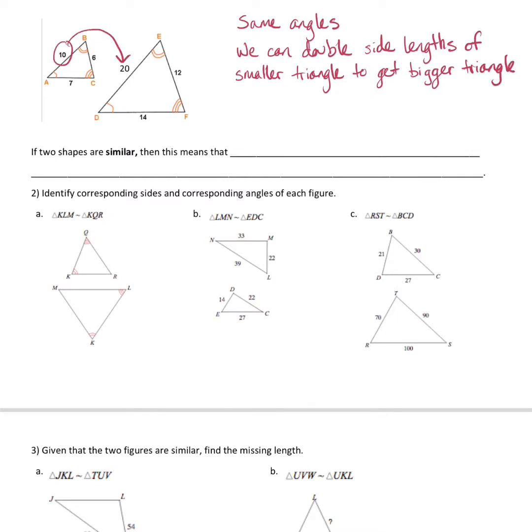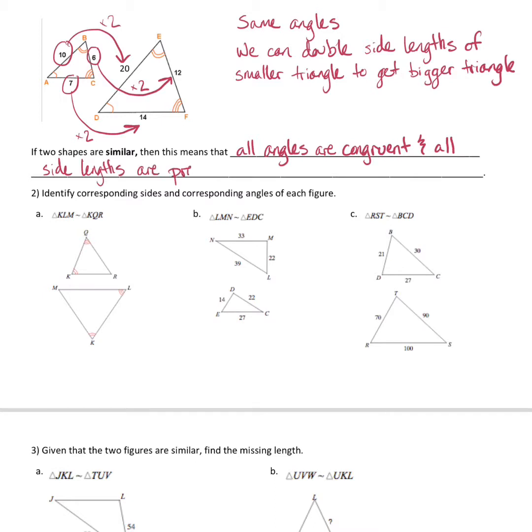I could take 10, and if I times it by 2, I get 20. I could take 6, times it by 2, to get 12, 7, times it by 2, to get 14. So what we're looking at here is we're actually looking at what we call two similar triangles. So if shapes are similar, this means that all the angles are congruent, and all side lengths are proportional.